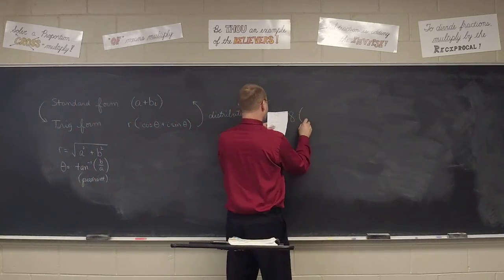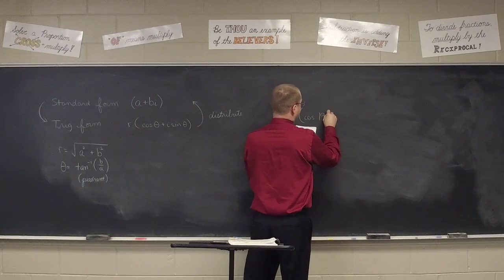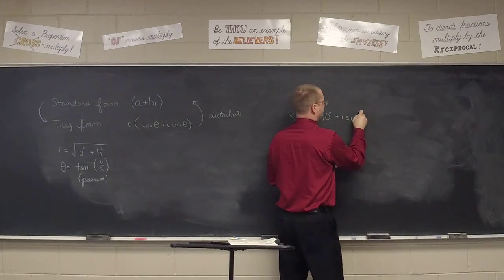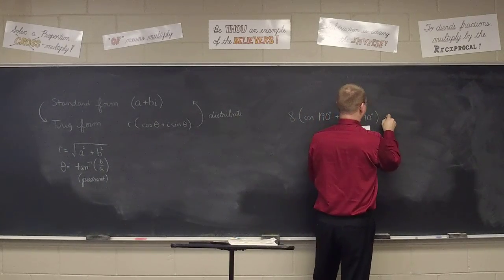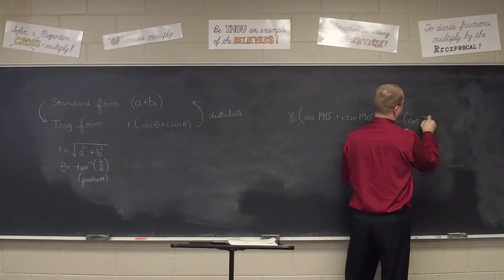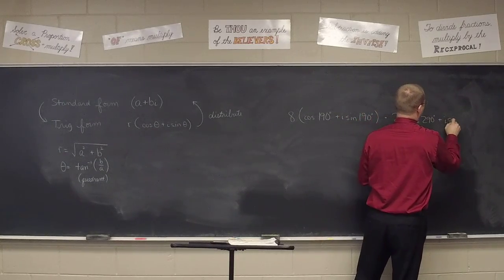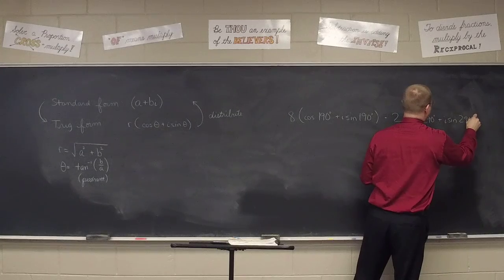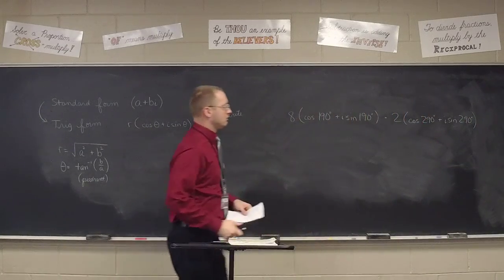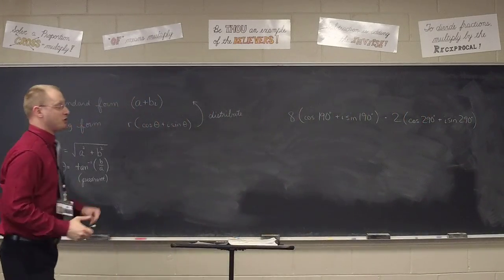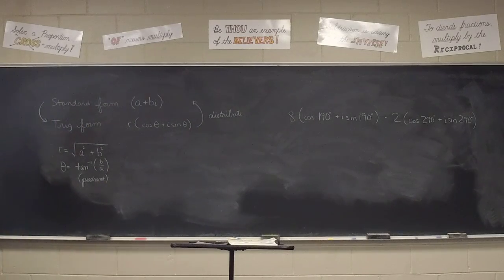For instance, if I had 8 times the cosine of 190 degrees plus i times the sine of 190 degrees, and I wanted to multiply that by 2 times the cosine of 290 degrees plus i times the sine of 290 degrees. Well, really easy initially, at least, to multiply. At your seats, do so.